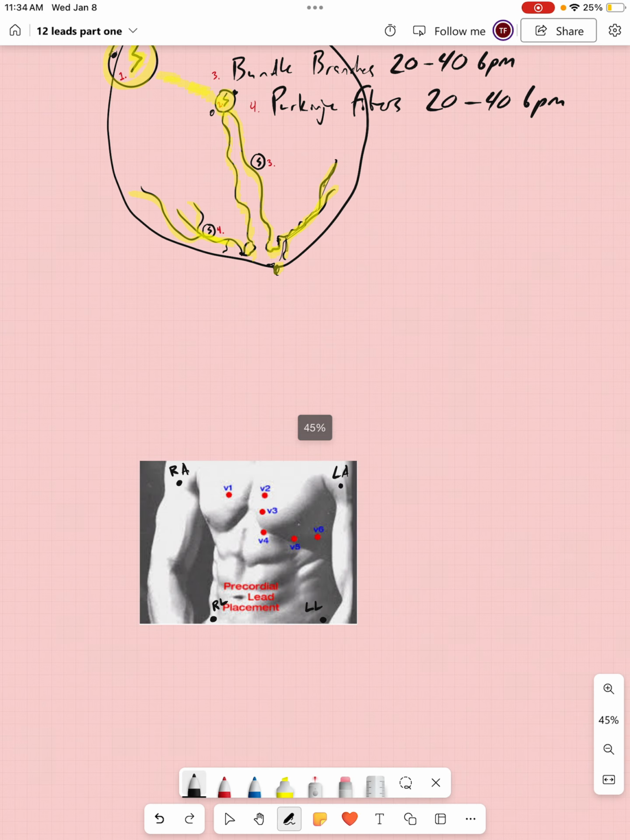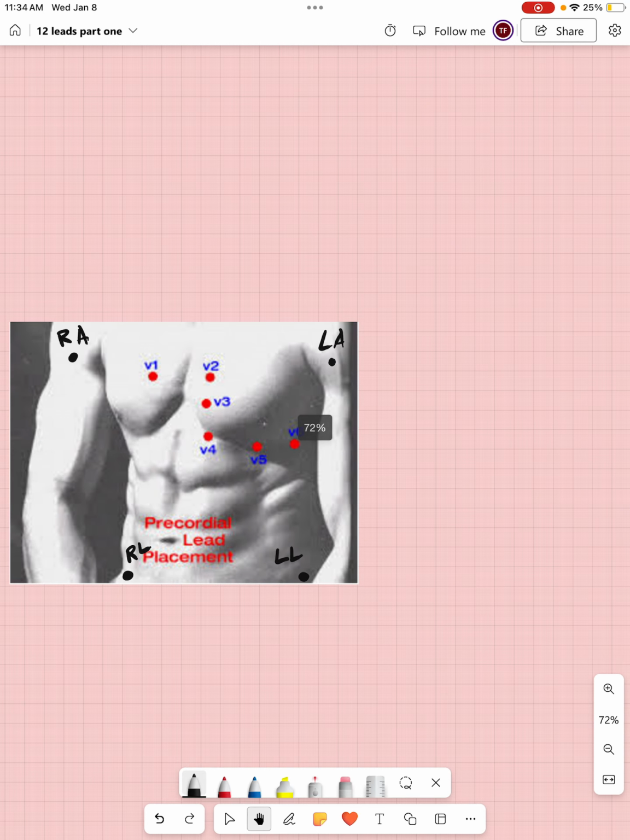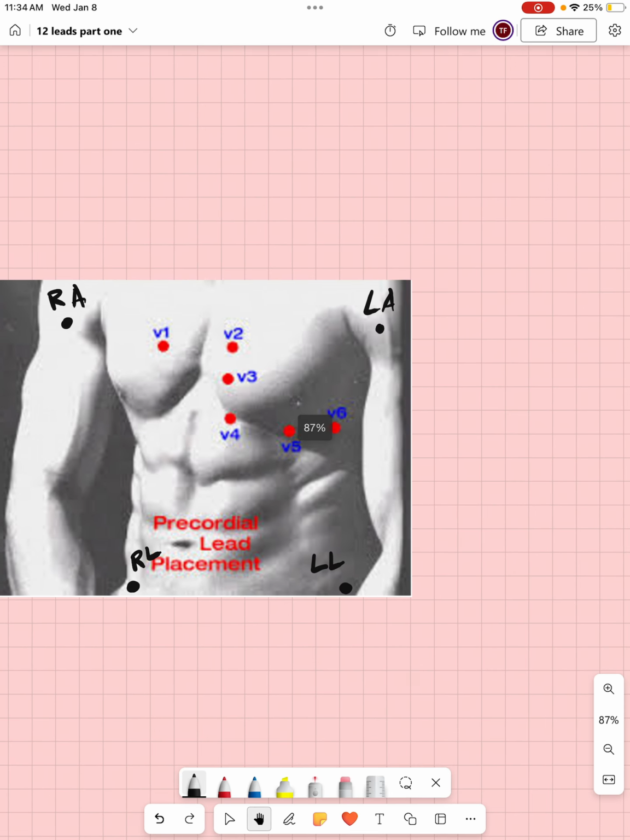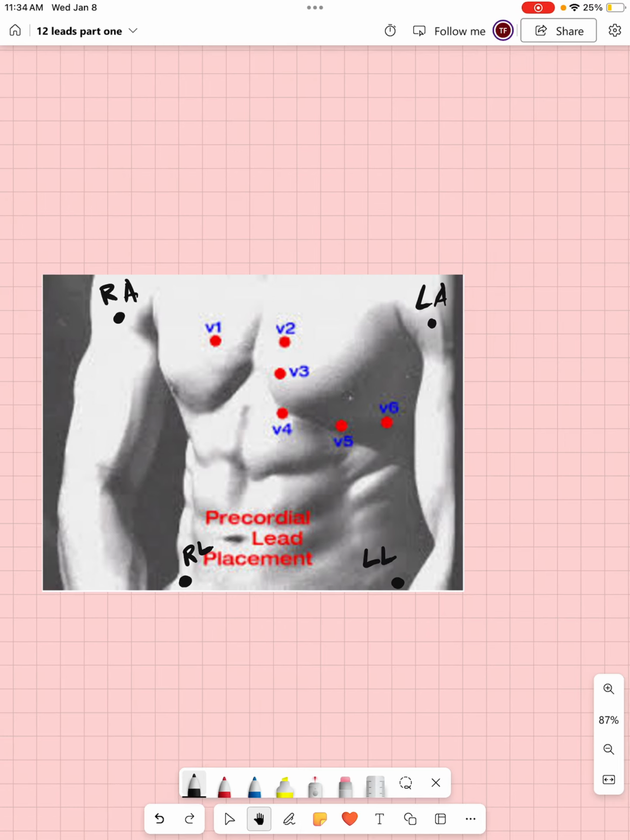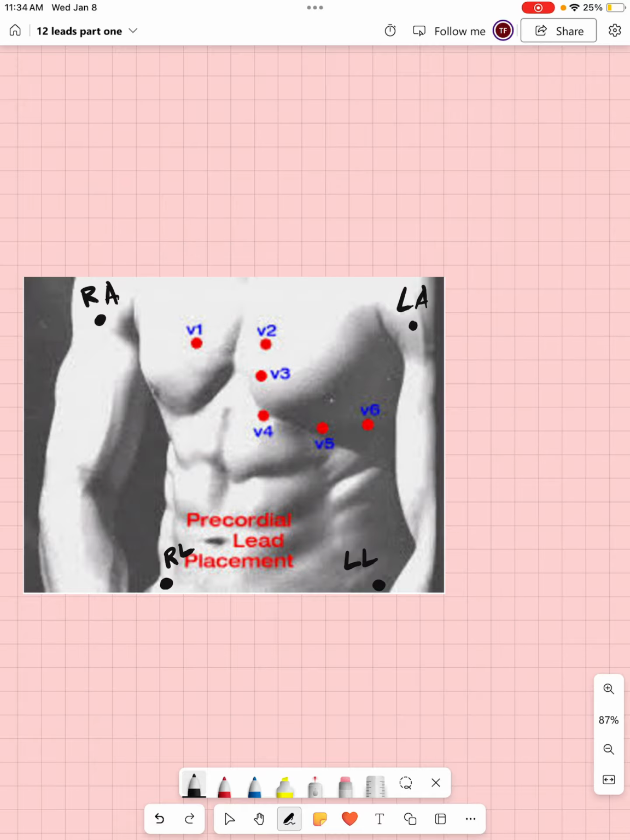Okay. Moving on, I want to go over the lead placement. I know many of you are familiar with this, and that's great, but I just want to review it. It's something that is always beneficial to review. I have this picture of this really muscular, lean individual, so it's pretty easy to see all of our landmarks. Might not be quite so easy with our average patient though.